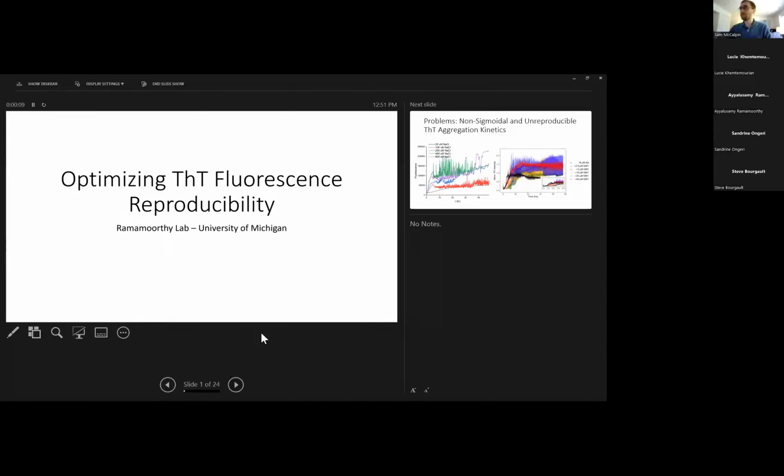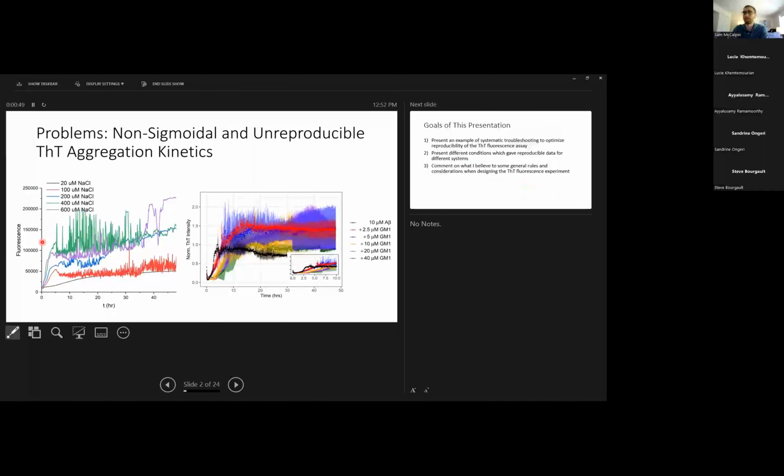As Rams and Lucie have said, I'm a student in Rams's lab. I've been working on this experiment for about a year or so, so I don't have the pedigree or experience that some of the other members of this panel have. I want to give an example that Lucie introduced about how I have worked through some of these issues with this ThT experiment, and hopefully give you some things to think about and some general suggestions on how we can go about optimizing this experiment.